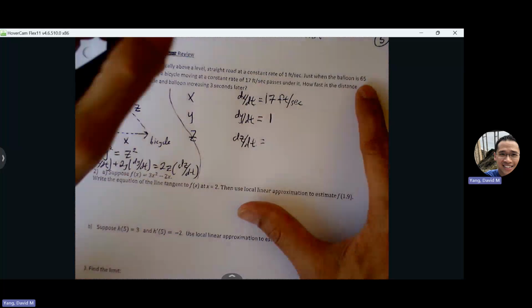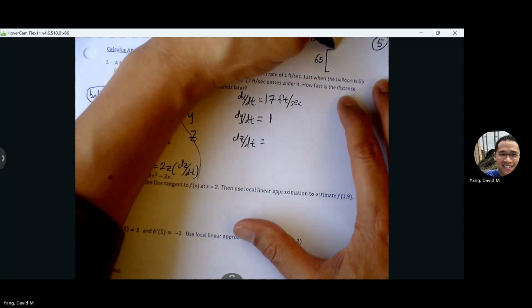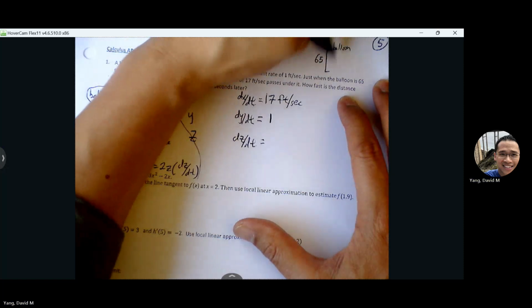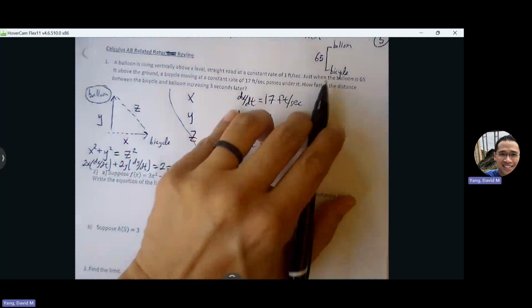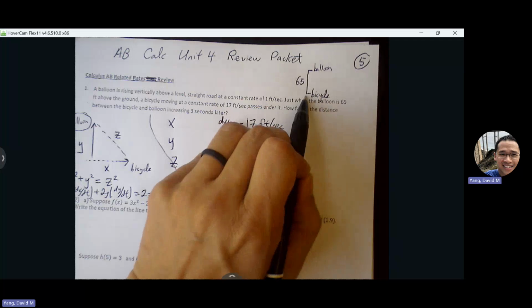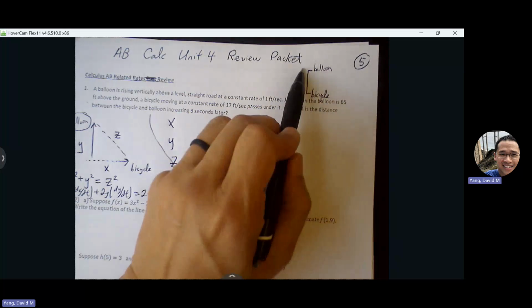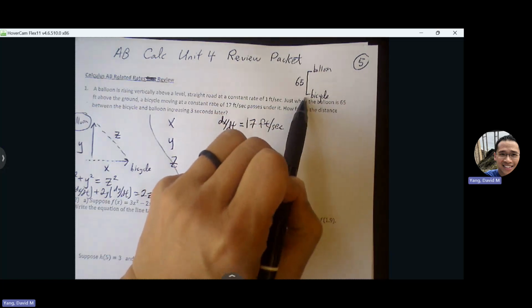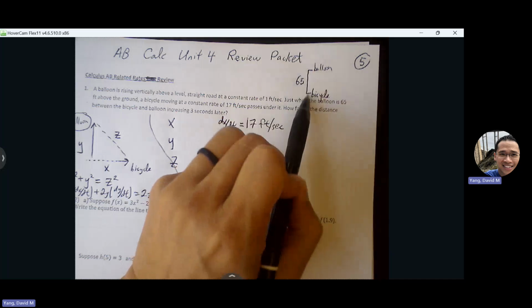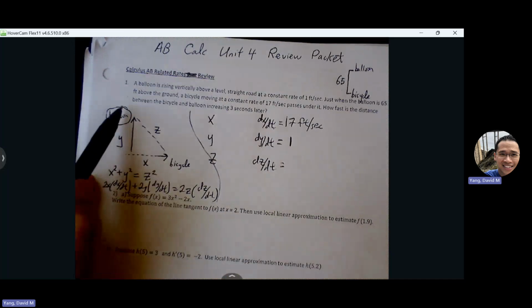Now, I do want to point out something about this diagram: when the balloon is 65 feet above ground, the bicycle is initially under the balloon. After that moment, the bicycle is going to move past and the balloon is going to continue rising. So this is time t equals 0, when the timer starts, this is where the balloon and bicycle are. And then after time passes, the bicycle will be here and the balloon will continue to rise.